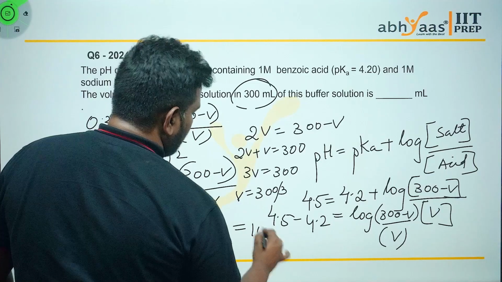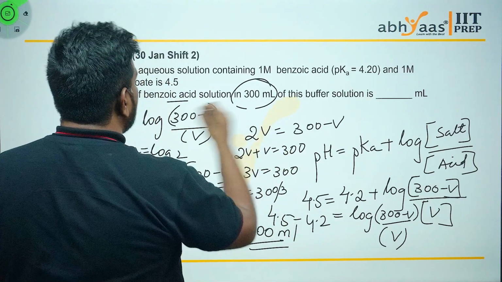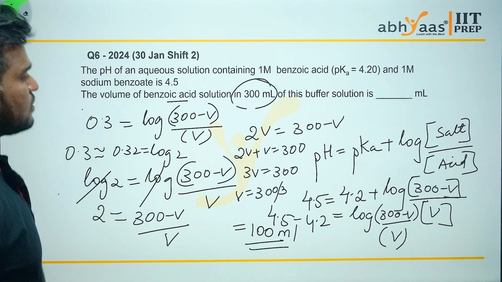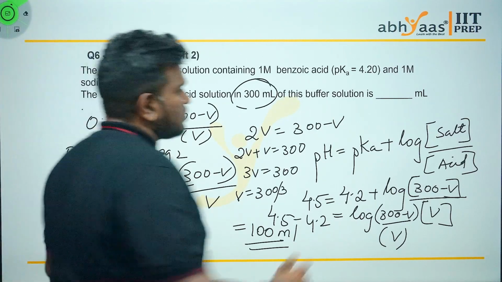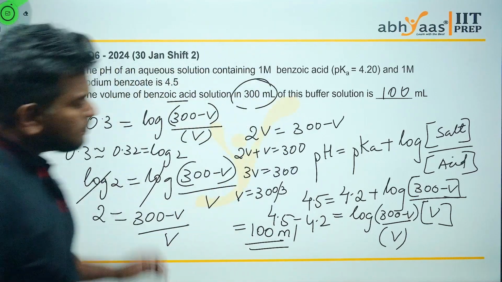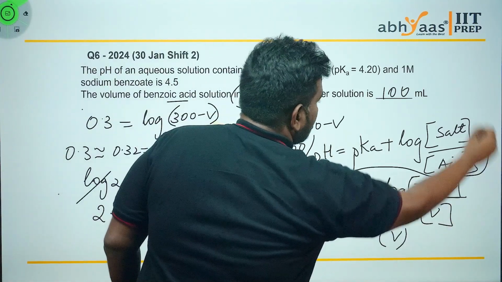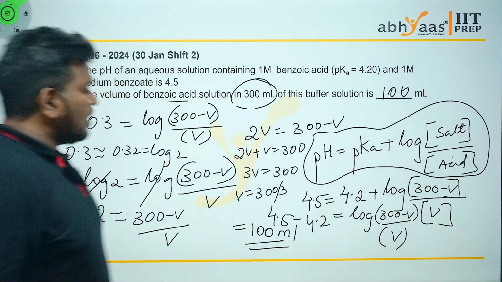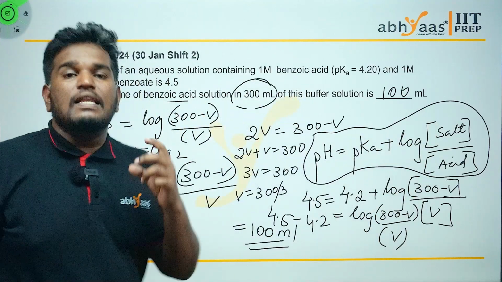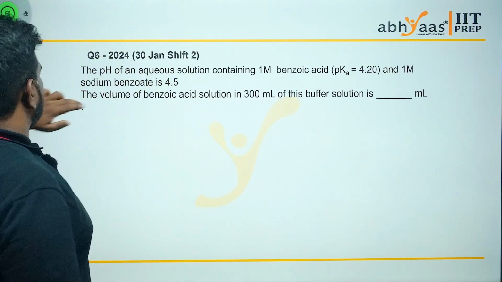So the answer will be what? 100. So my final answer is 100 ml. So the volume of benzoic acid solution in 300 ml of this buffer solution is 100 ml. So in this particular problem, the most important thing is to remember this particular formula. Other things are already given in the question. You can easily substitute the values. I hope you have understood this particular solution.